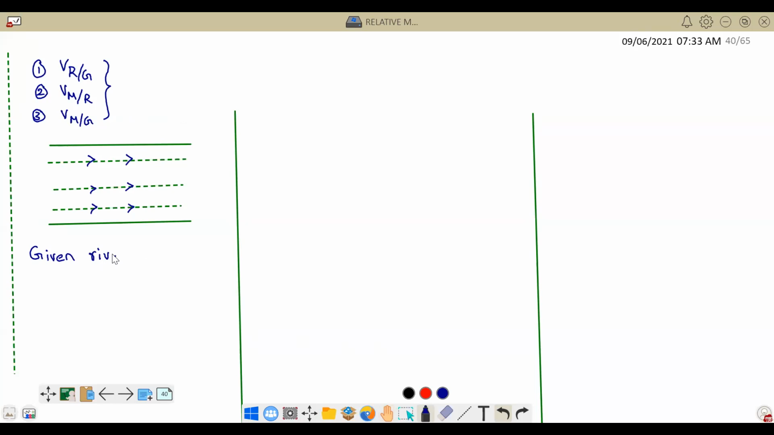So given river velocity is always with respect to ground. Like, for example, they gave that river is flowing with 2 meters per second. So that means that velocity is with respect to ground, which is equal to 2 meters per second to the right side, or you can say 2i cap. Is it clear? So this first part is clear. Whenever it is given, it is always with respect to ground because generally river flows on the ground. So therefore, it is taken like this.